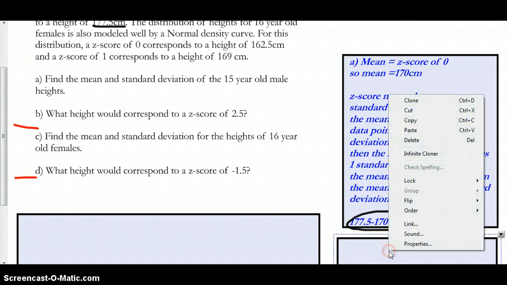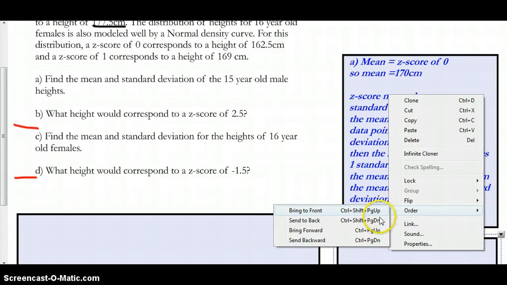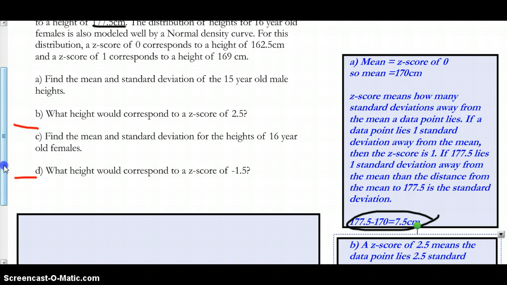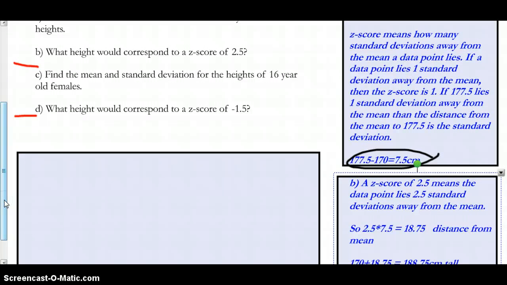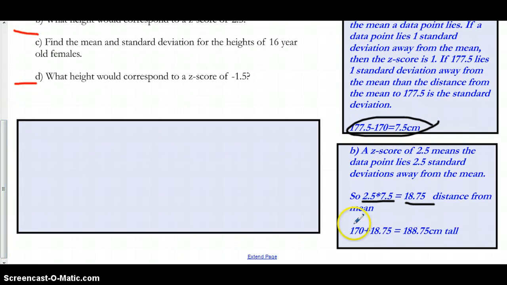What height would have a z-score of 2.5? I'm just going to calculate z-score backwards. I have z-score, I want the height. So you can use your equation and then just solve for the data point, or you can think about it as I have 2.5 standard deviations. Okay, well, a standard deviation is 7.5. So that means 18.75 centimeters from the mean. And I know the mean. The mean is 170 centimeters. So I added the extra height. I added it because the z-score was positive. So I have a boy who is 188.75 centimeters tall.